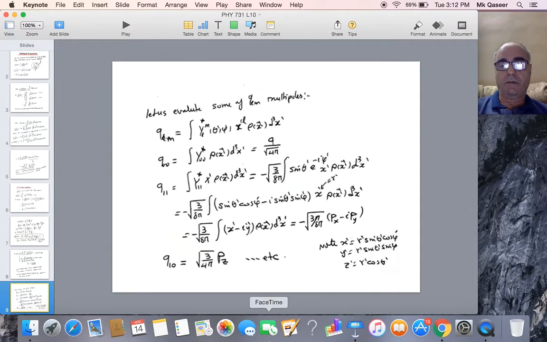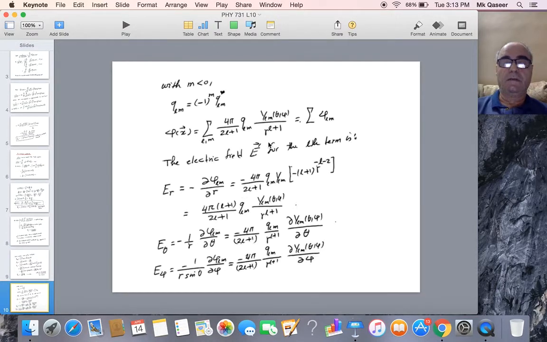And now for x prime we use r prime sine theta prime cosine phi prime, for y prime we use r prime sine theta prime sine phi prime, and for z prime we use r prime cosine theta prime. And simplifying this term, we get that q11 is a constant times p_x minus i p_y. q10 gives a constant times p sub z, the dipole moment along the z axis. For a negative m, we can use this expression for q_l,-m, which is (-1)^m q_lm star.